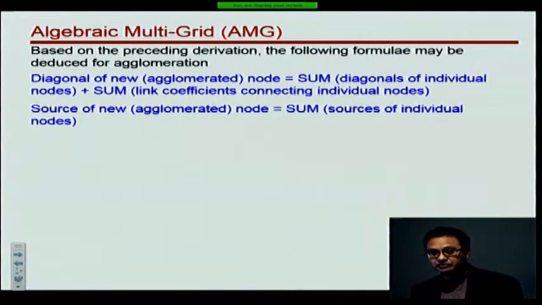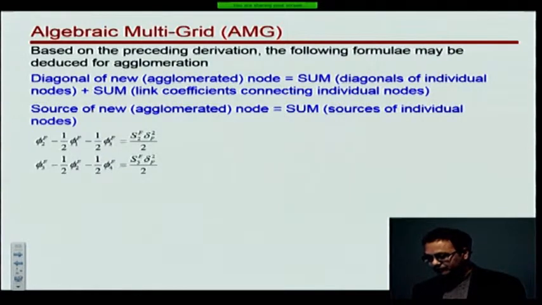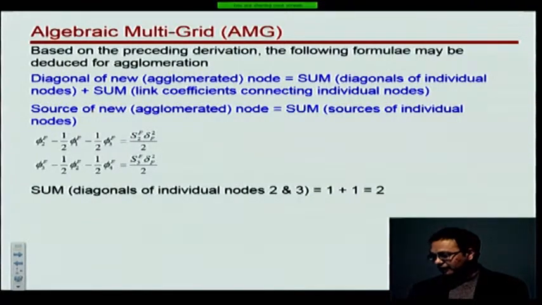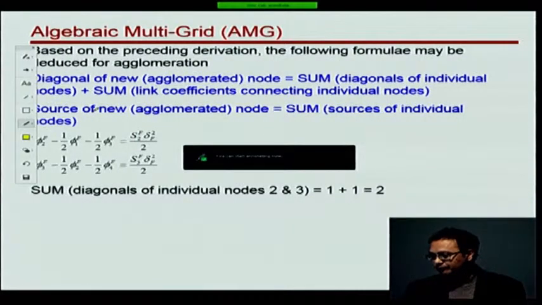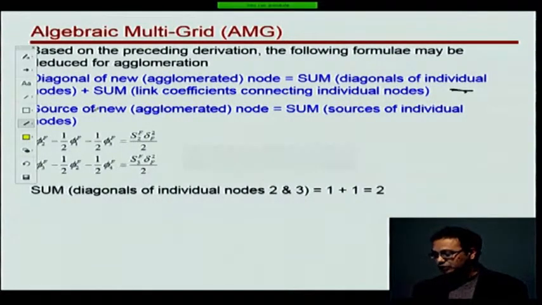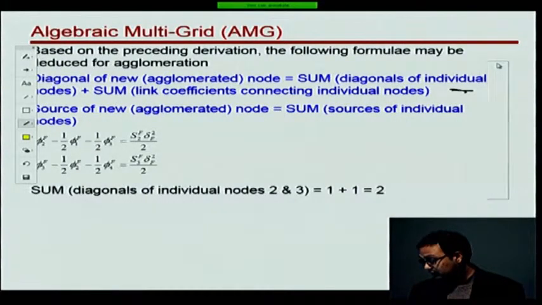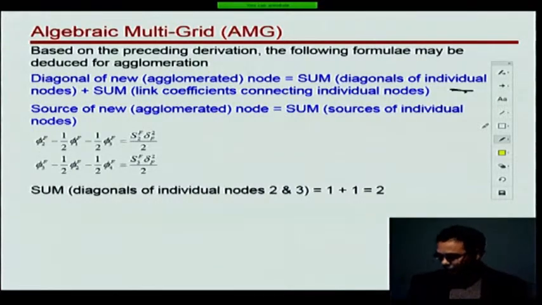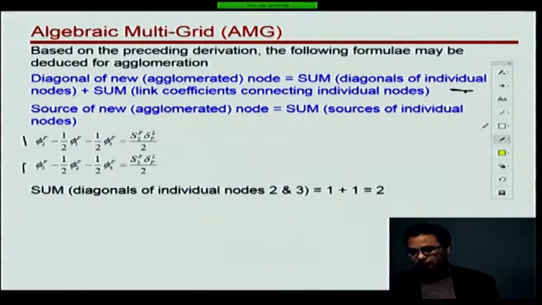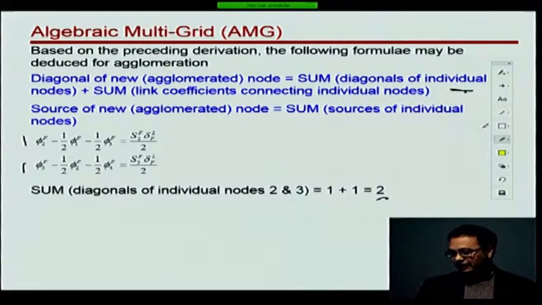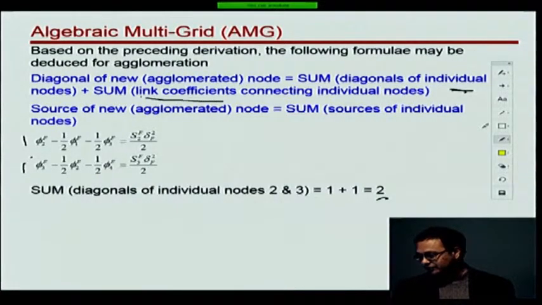Here is how it works. These are the 2 equations we started with. If I now apply this formula, the sum of the diagonals of the individual nodes is clearly 1 plus 1. That's 2 right there, because the diagonals have 1 on both equations. Then we are saying the sum of the link coefficients connecting individual nodes.